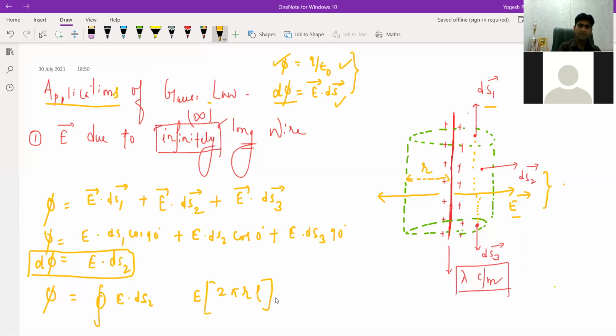So we got phi is equal to E dot ds2. If E can be kept outside, ultimately it will be integral ds2, and integral ds2 will be E into 2 pi RL. Are you getting my point? This is equation 1, and this we have calculated from the definition.